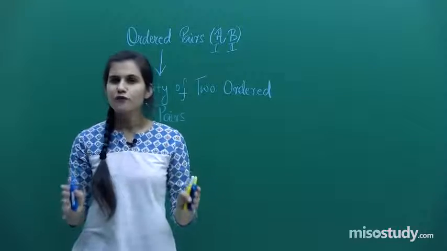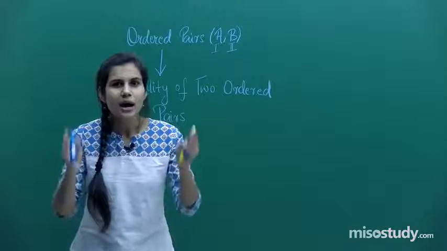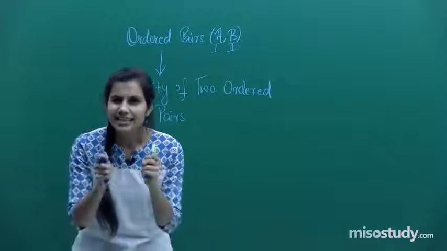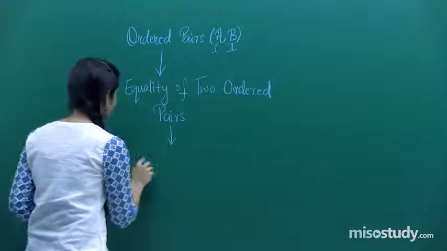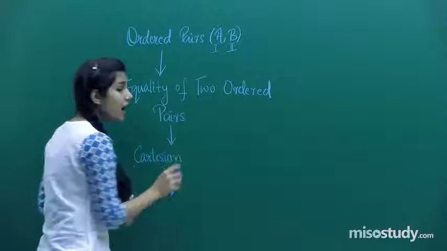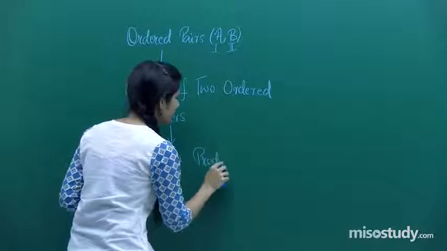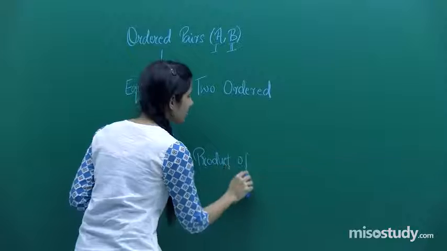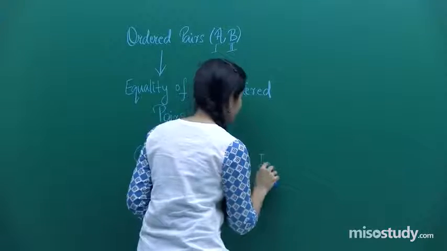This collection of all pairs, we just collected them all together, made a set out of it and declared it as the Cartesian product of the first set and the second set.